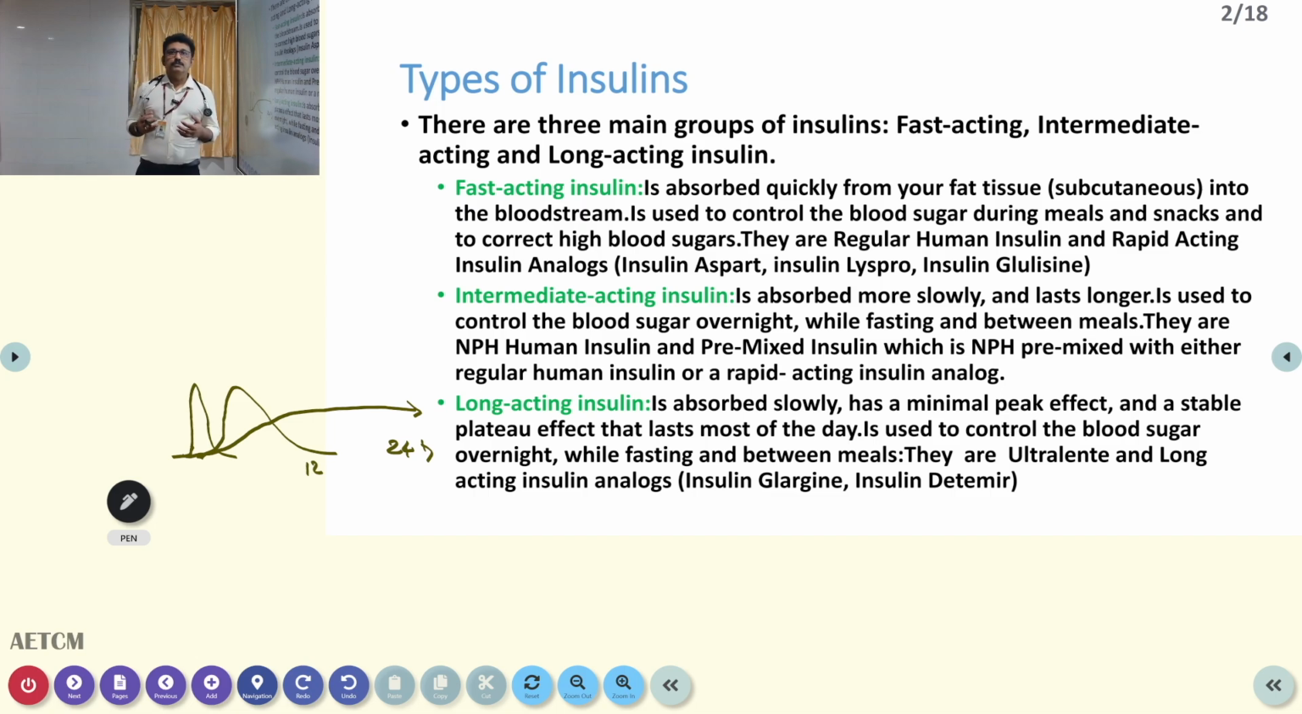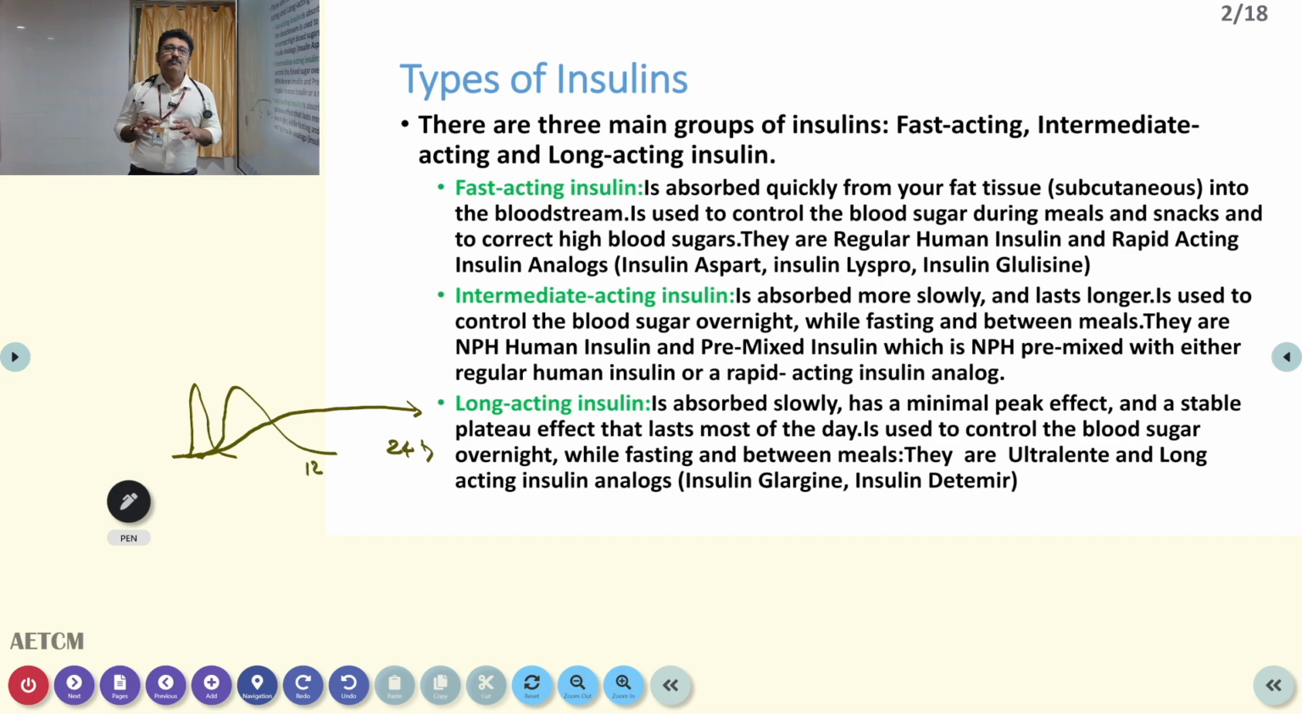Fast acting insulin we use mainly to control the postprandial blood sugar. Whenever we take food, the sugar shoots up, and if the pancreas is intact, it will release insulin and control the blood sugar. If the pancreas is not producing insulin, the sugar will shoot up. To control that high blood sugar, we have to give regular insulin or fast acting insulin. We give regular human insulin, or rapid acting analog insulin.